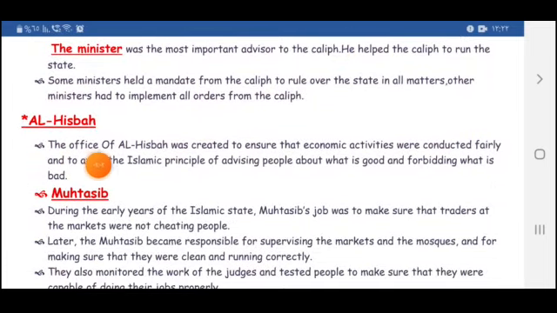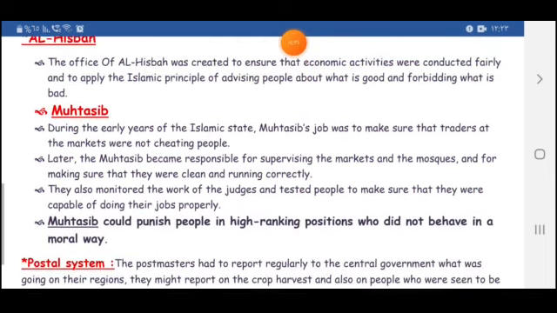Al-Hisba. Al-Hisba is the office that was created to ensure that economic activities were conducted fairly and to apply the Islamic principle of advising people about what is good and forbidding what is bad. For example, Diwan al-Hisba controls all the actions in the markets, to make sure that there is no cheating, to make sure that the people are applying the Islamic principles in their dealing with each other. Al-Muhtasib was the one responsible for Diwan al-Hisba.